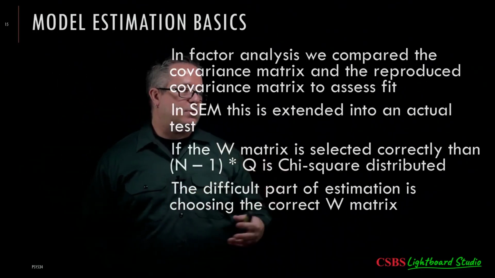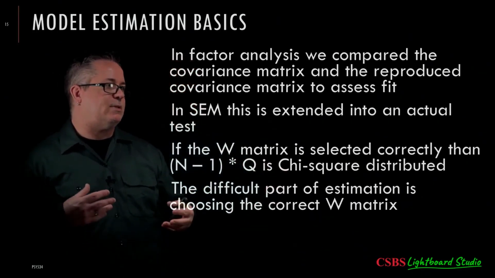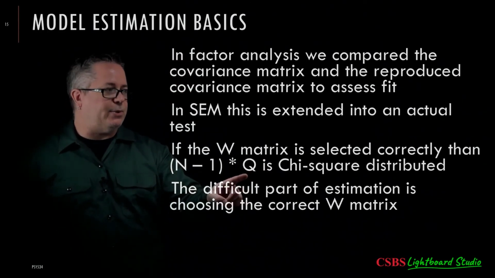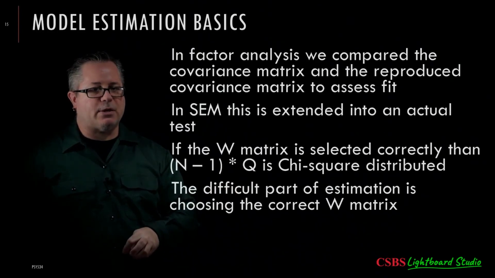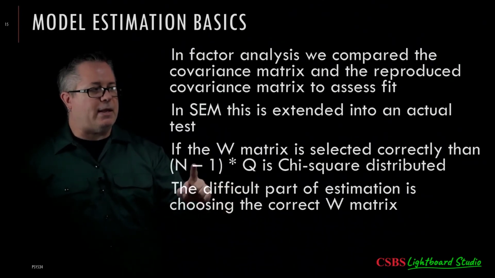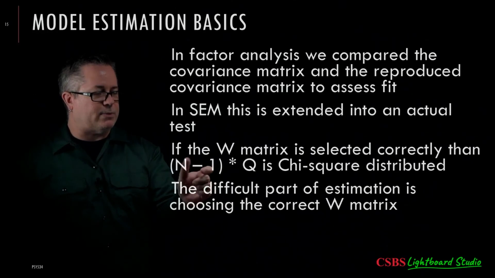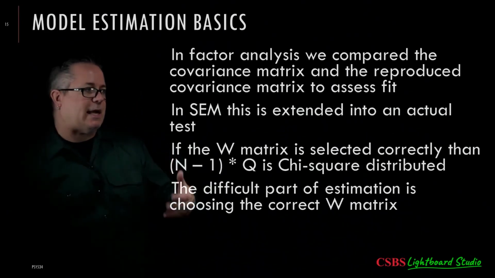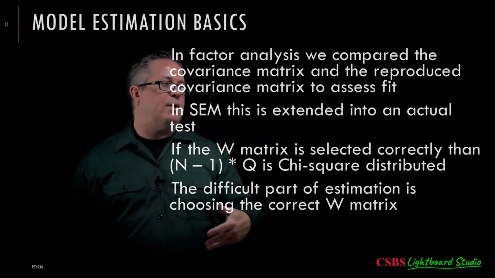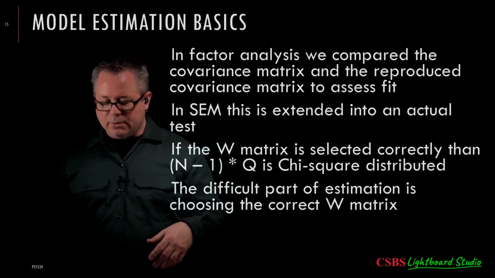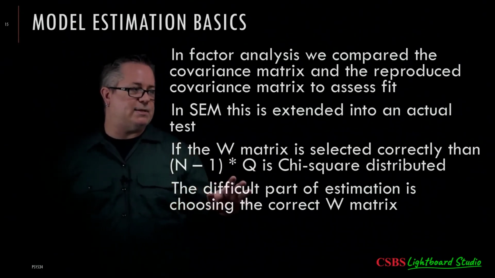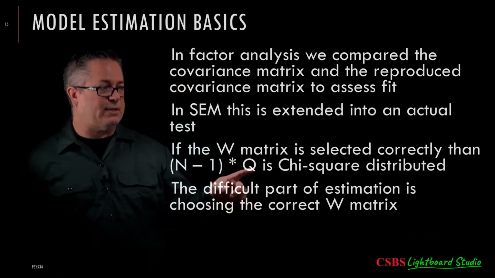Okay, so in factor analysis, we compare the covariance matrix, actually the correlation matrix, and the reproduced correlation matrix to look at fit. In SEM, this is extended into an actual test. So when we actually find Q, that minimized value that we just talked about, and I multiply that by n minus 1, the number of subjects, or number of responses, minus 1, it converts the Q into a chi-square. We actually get a chi-square distributed value, and then we can look it up and see if it's significant. We'll talk more about this again, but significance in this case is bad.